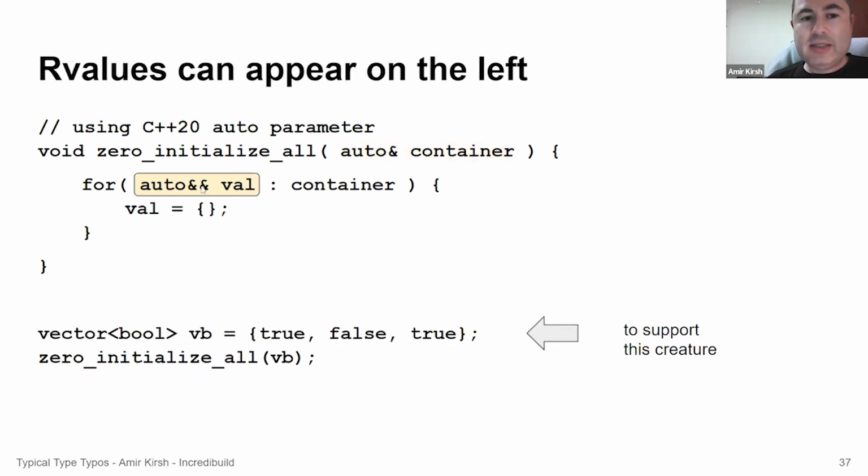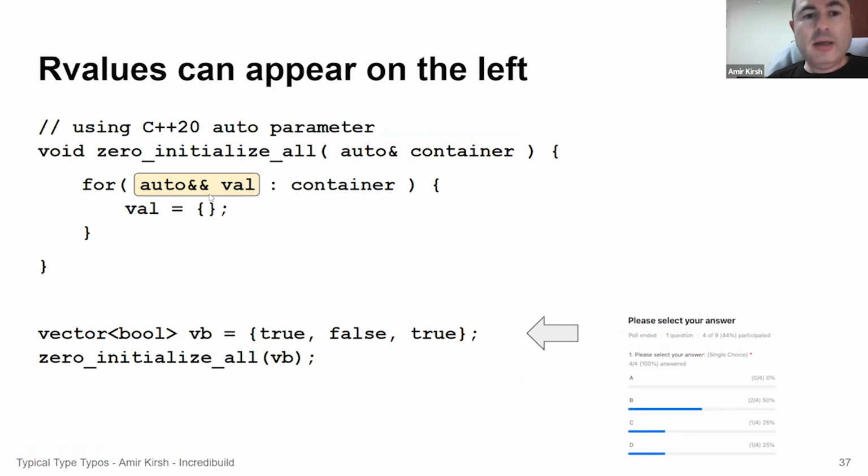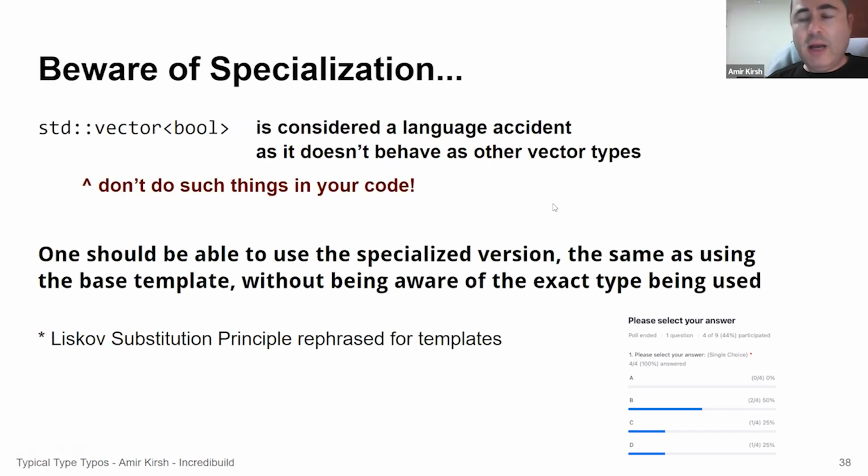So the correct way is to add ref ref, which is not an R value here. It's a universal forwarding reference. And then we do support also a vector of Booleans. And by the way, when you go to ranges in C++20, this gets additional examples where auto ref ref is the right choice. Beware of specialization, by the way. Vector of Booleans is also considered a language accident, which means maybe we should have avoided that or implemented it otherwise, but we would not discuss that now.